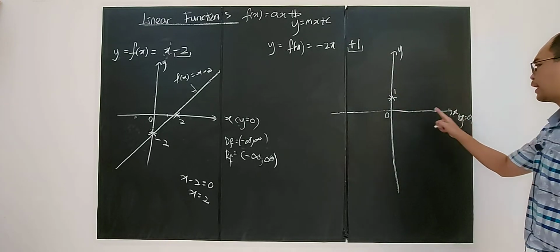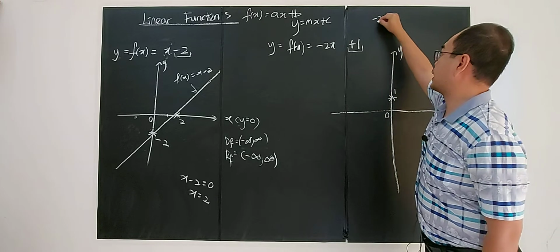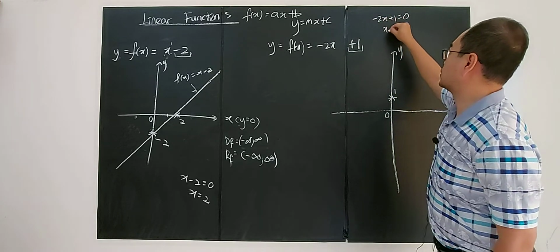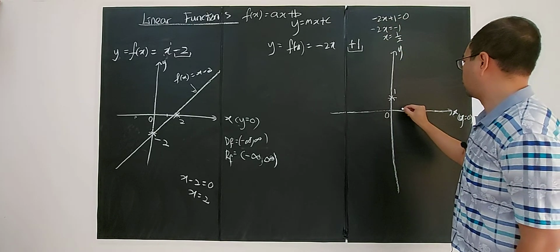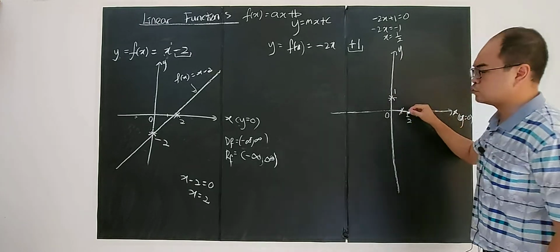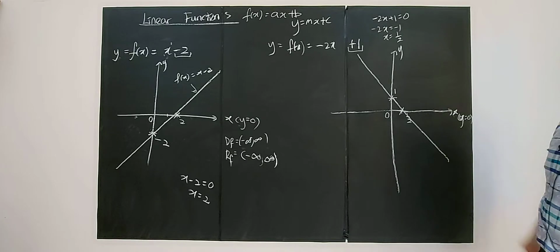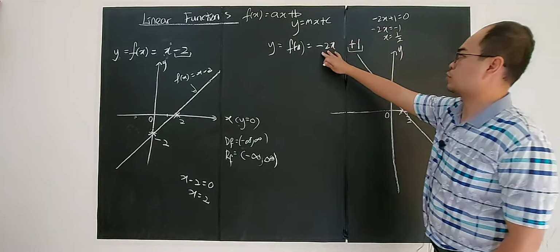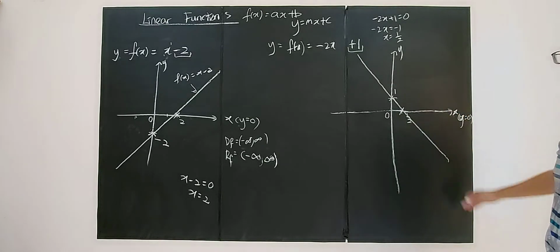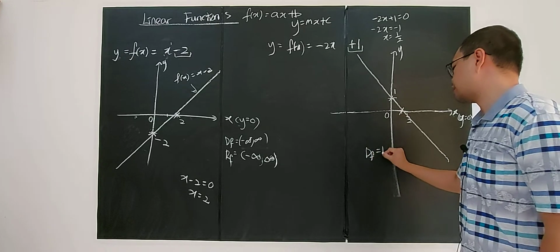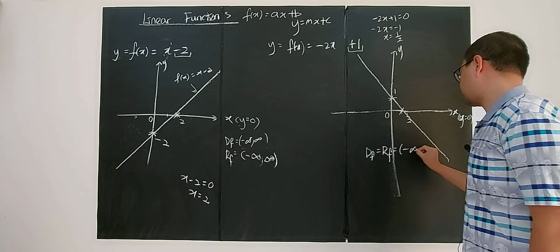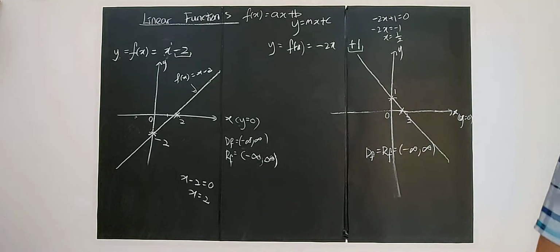So you want to intercept the x-axis, the y has to be 0. So -2x + 1 has to be 0. So x has to be 1 over 2. So you need the 2 points, then you can straight away sketch the graph here. The negative shows that the graph is decreasing. So now, what's the domain? The domain and the range will be the same for linear function, which will be negative infinity to infinity. In another video, I'm going to talk about linear function that has restricted domain.